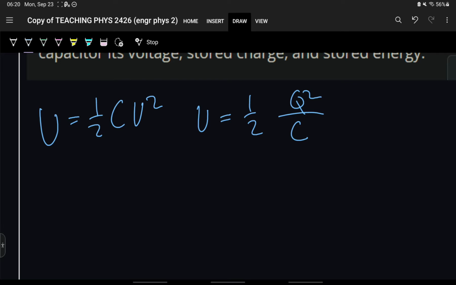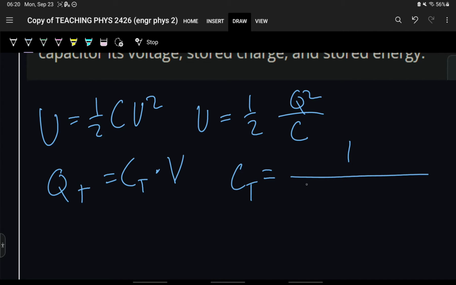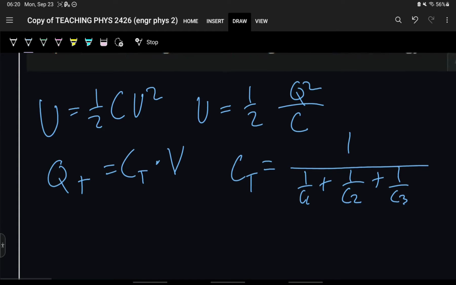So in a series circuit, the charge Q sub T on each capacitor is the same and is related to the total voltage V and the equivalent capacitance C sub T. So we have Q sub T is equal to C sub T multiplied by V. And we already know that the total capacitance for the three capacitors C1, C2, and C3 in series is going to be C sub T is equal to 1 divided by 1 over C1 plus 1 over C2 plus 1 over C3. And we found this in a different part.